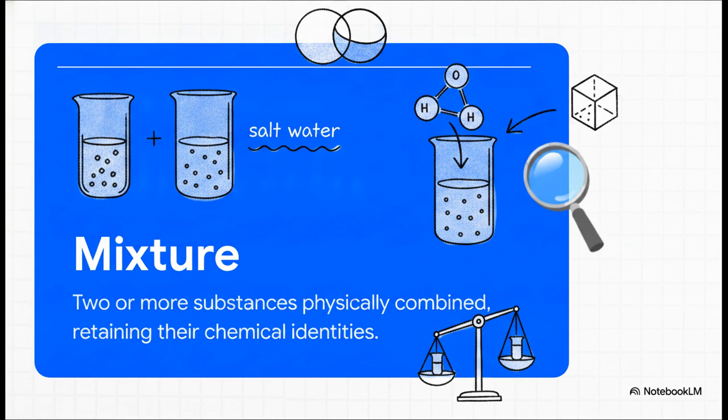First up, the mixture. A mixture contains at least two different substances joined physically. That means they actually retain their original chemical identities, and their composition can vary. Think about mixing salt and water to make a salt solution. Even though they're all mixed up together, the salt is still salt and the water is still water. No new chemical bonds were created. Plus, you can have a super salty glass of water or just a slightly salty one. The ratio isn't fixed at all, but both are still just mixtures.